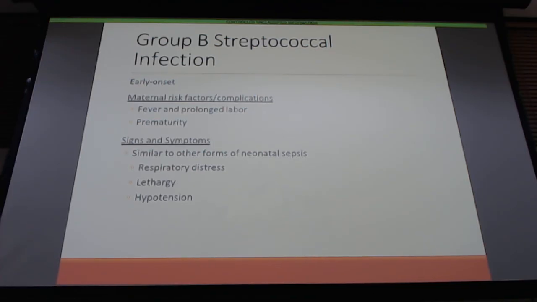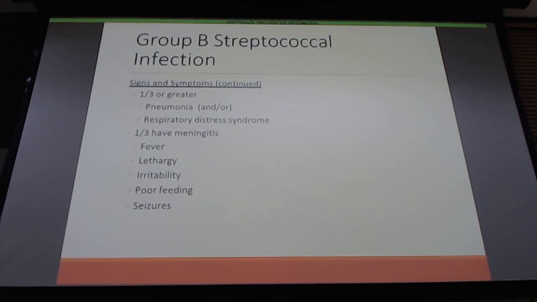Sepsis and meningitis are some of the bigger things the baby needs to be watched for. After this, one-third or greater end up getting pneumonia. They can end up with respiratory distress. One-third of those with meningitis will have fever, lethargy, and irritability. So these are more symptoms the baby can have that they will be looking for.